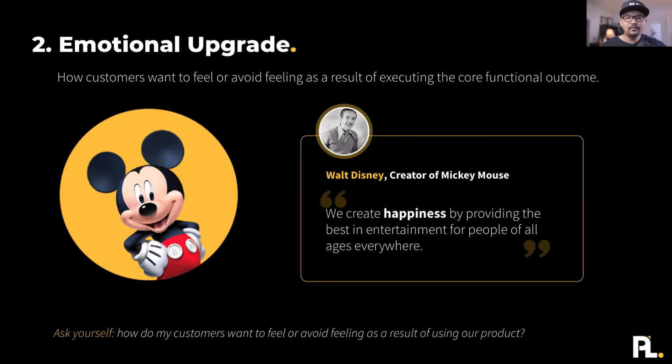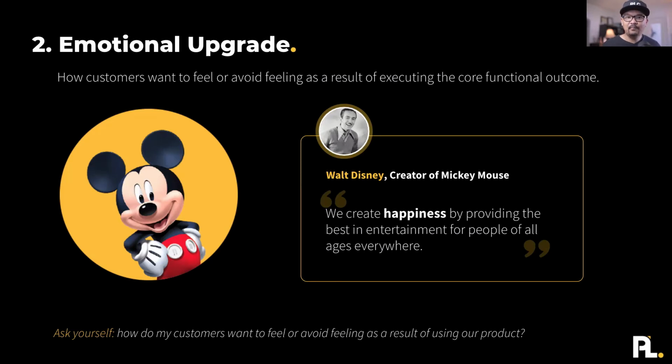An example with Disney: one of their emotional upgrades is, sure, they have theme parks like Disneyland, they have movies like Black Widow or Jungle Cruise, and they have comic books and things like that. But really, at the end of the day, what they want their customers to feel is happiness. That's the quote from Walt Disney here, that we create happiness by providing the best in entertainment for people of all ages and everywhere. So think about that for your product. How do your customers want to feel or avoid feeling as a result of using your product?